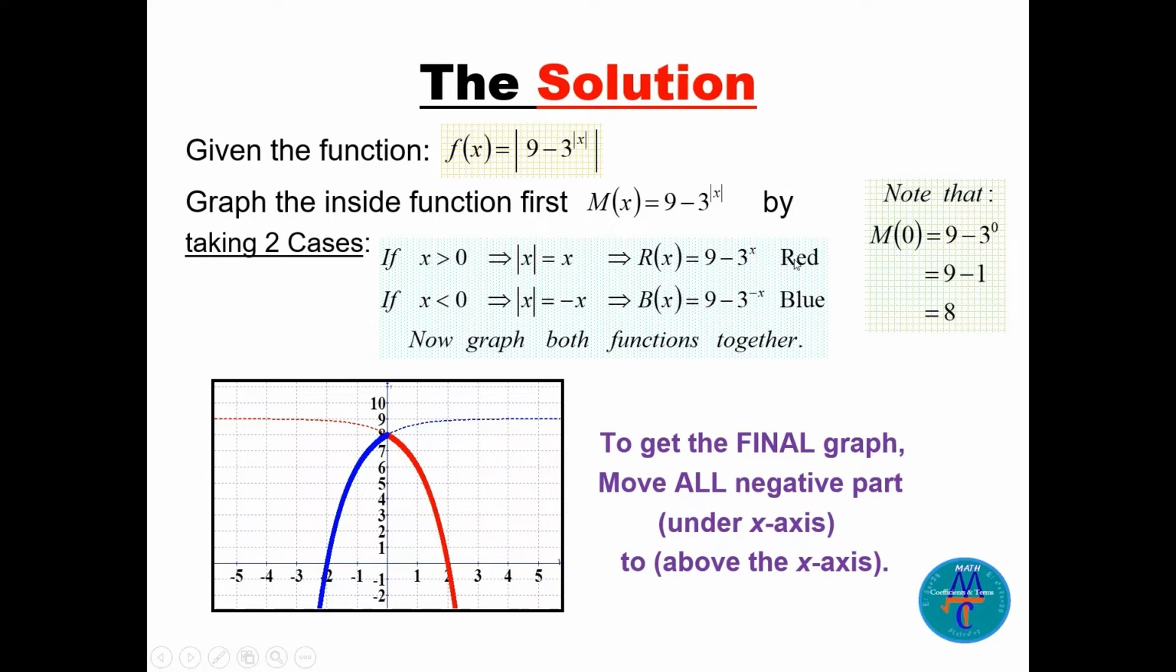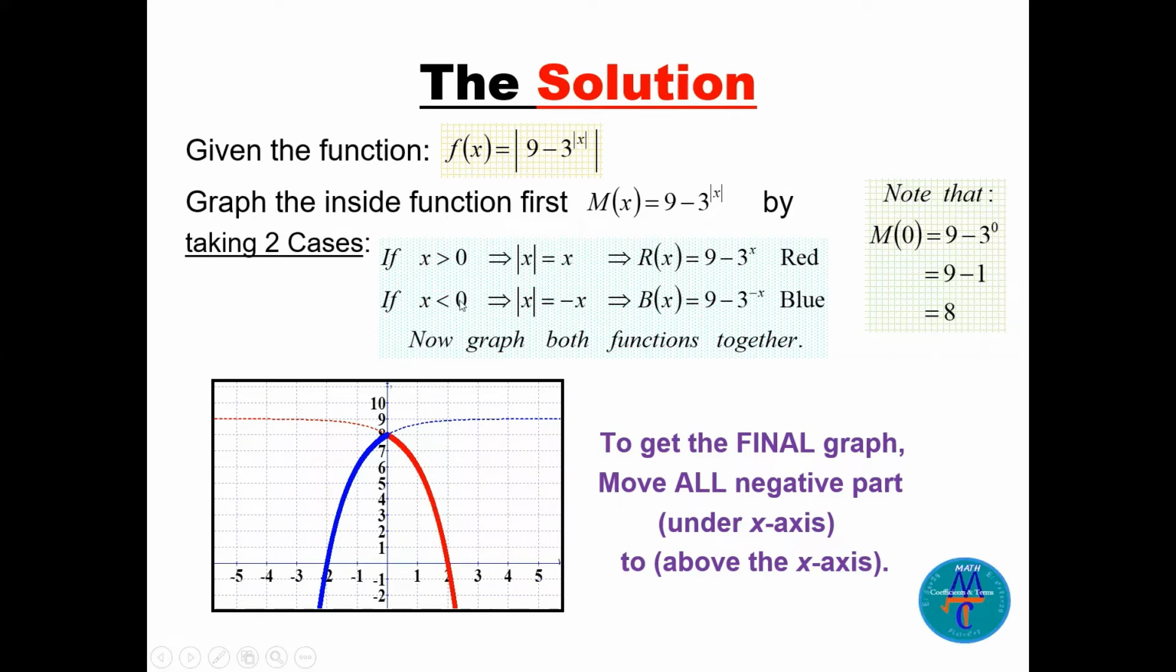This is the red graph. We start graphing by 3 to the power x, an increasing exponential. Minus will be a reflection on the x-axis, shifting 9 units up. So it will be the red graph. Why is this one solid and this part here dashed? Because x is greater than 0, which is to the right of the y-axis. So we can take only this piece from the red graph.